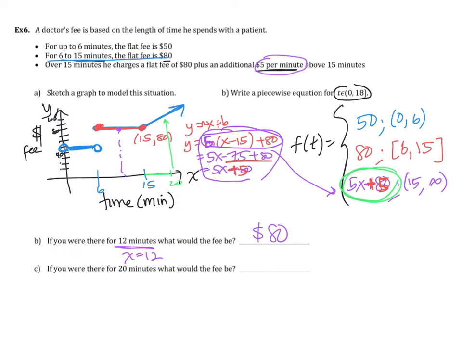So that should be 5x plus 5, instead of 5x plus 80. I don't know why I wrote the 80 twice. So minus 75 plus 80 is plus 5. So anyway, 20 minutes. This is saying when x equals 20.